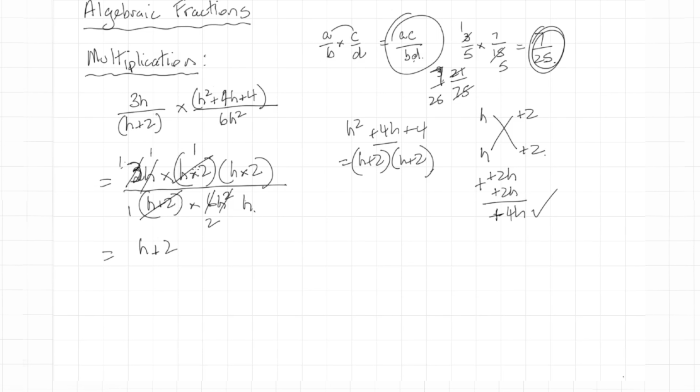They don't even look like pluses, do they? We should make sure they are pluses there. H plus 2, h plus 2. So h plus 2 is the numerator, and then 1 times 2 times h is just 2h.